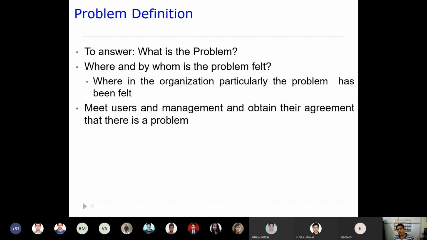So meet users and management and obtain their agreement that there is a problem. Before you ensure that it's a problem, it needs to be agreed by the user, who is going to use the software system you are developing, as well as the management, because management is the one investing money in this project. They need to agree also. If they are not agreeing on this problem, then it is not a problem at all, or that's not a project at all. So you need to get the concurrence from the user as well as management.